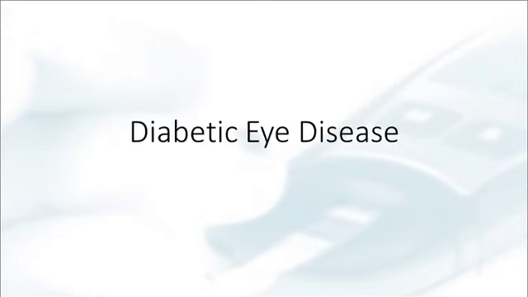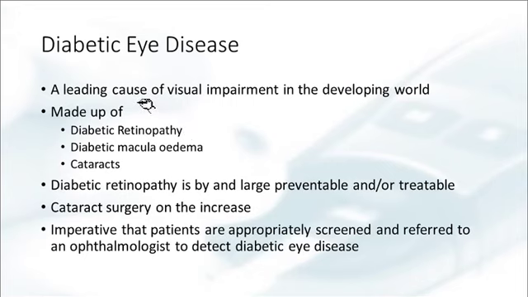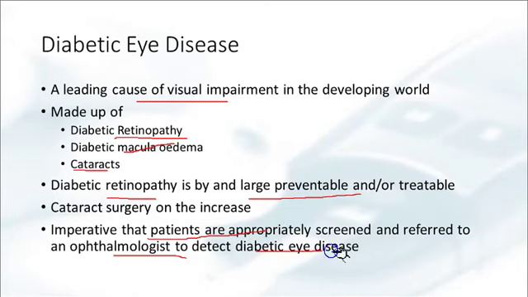So let's discuss diabetic eye disease. Diabetic eye disease is the leading cause of visual impairment in the developing world, and it's made up of diabetic retinopathy, diabetic macular edema, and of course cataracts. Diabetic retinopathy is by and large preventable and or treatable. In other words, it's preventable by reducing the patient's glycemic levels. Cataract surgery is on the increase, particularly in the developing world, and of course people will therefore have less cataracts. It's imperative that patients are appropriately screened and referred to an ophthalmologist to detect diabetic eye disease.